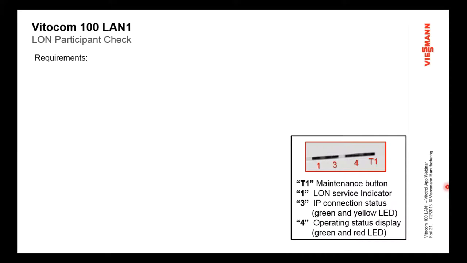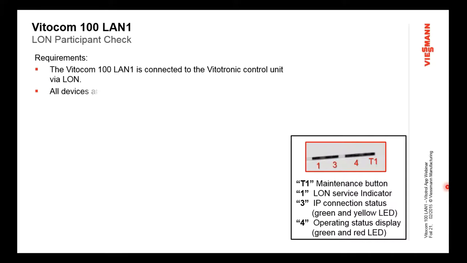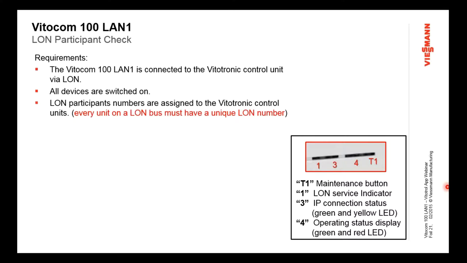Okay, so when we do a participant check, what do you need? Well, the Vitocom LAN1 unit has to be connected to all the Vitotronic controllers you want to talk to. They all have to have a LAN card. They all have to have their own address. They have to be switched on, the power has to be on. And every unit in the bus has to have a unique LAN number. That is established in coding.